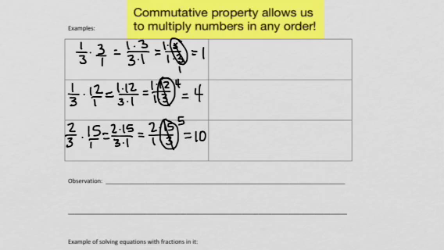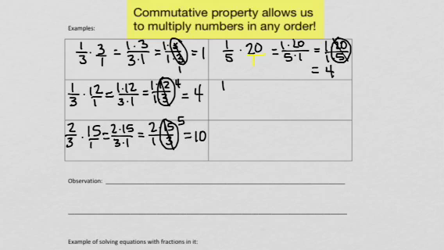Let's do some more examples. Over here I'm going to have 1/5 times 20. So I'm going to put the 20 over 1, like I always can, multiply the tops, 1 times 20, multiply the bottoms, 5 times 1, use that commutative property, 1 times 20 over 1 times 5, and then I can see that 20 over 5 equals 4. So my answer is 4.